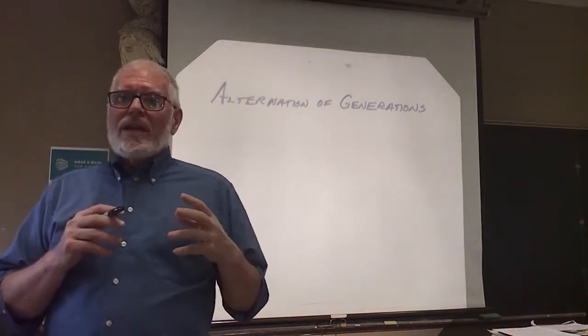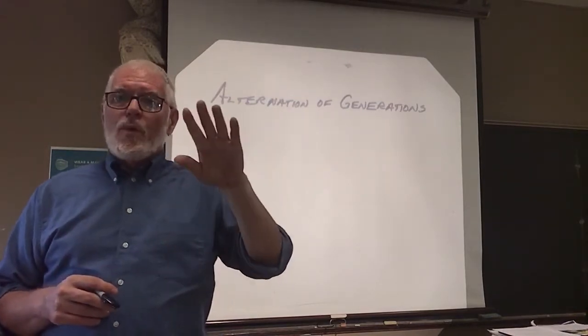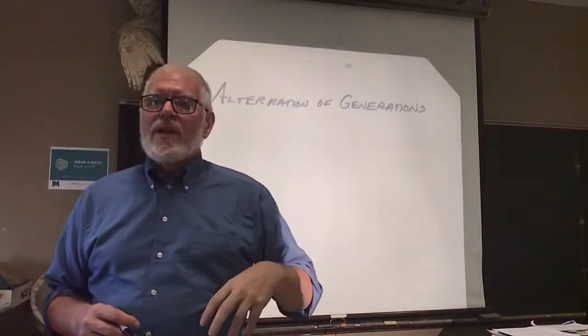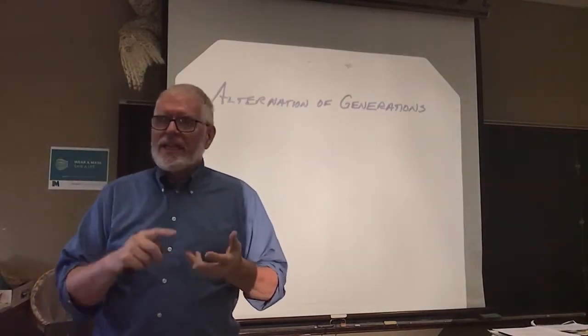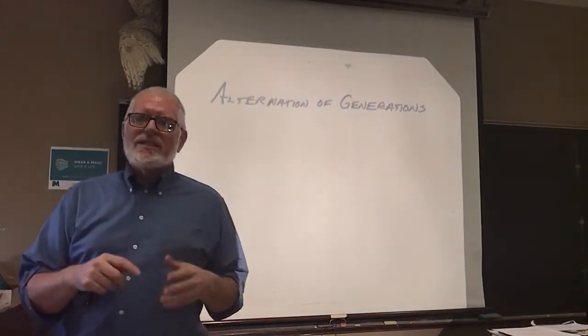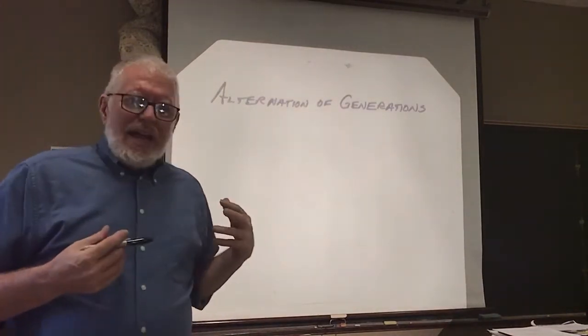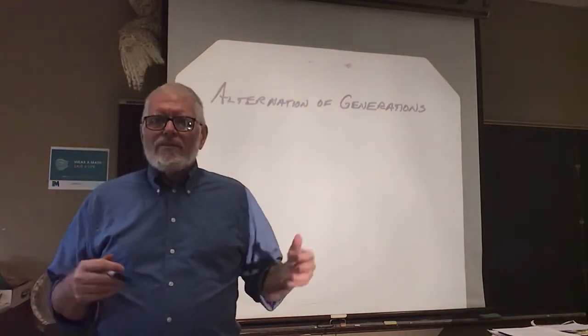But there are some species of plants and some species of animals where this is baked in. Every lifetime has an asexual stage and a sexual stage, and then an asexual stage and then a sexual stage, and another lifetime, an asexual stage and a sexual stage. Now you look at that and go, why?